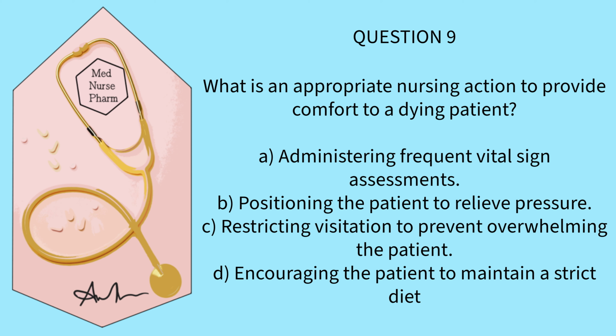Question 9. What is an appropriate nursing action to provide comfort to a dying patient? A. Administering frequent vital sign assessments. B. Positioning the patient to relieve pressure. C. Restricting visitation to prevent overwhelming the patient. D. Encouraging the patient to maintain a strict diet. Pause the video and select your answer.